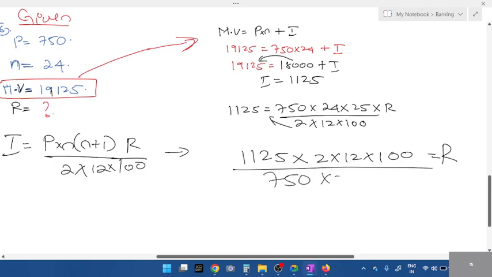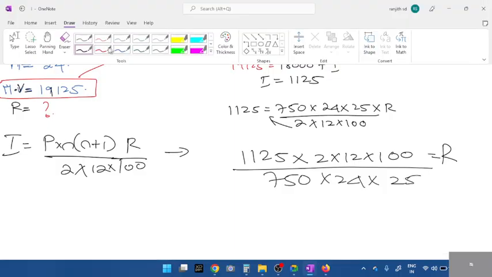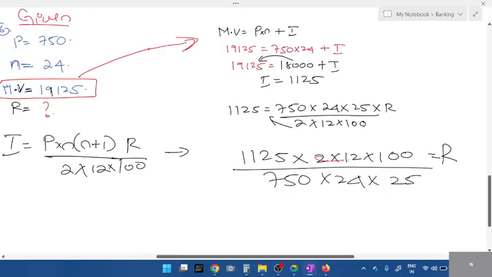750 into 24 into 25. Now you can reduce it. Which one can we reduce? 2 into 12, 2 12s are 24, right? Then what else? 125. 25 ones, how many times does it go in 100? 4 times. You can do it like this. Then R is left. R is equal to what are the numbers left, students?